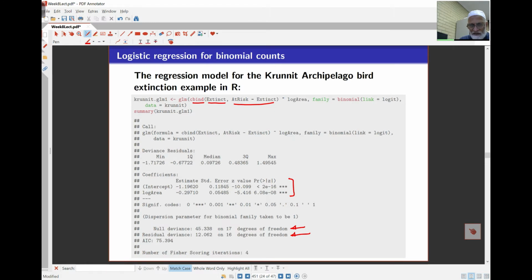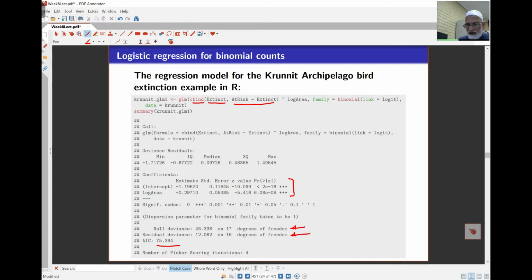The AIC here is 75. As I was discussing with some other students earlier, the AIC is relative. The AIC for one model for one data set compared to the AIC for another model for another data set is different. The AIC for a model for a particular data set compared to a different kind of model where you might transform variables is going to be different. You can't compare those. Here I can compare AIC for nested models. So I can compare AIC for the model with log area and without log area.